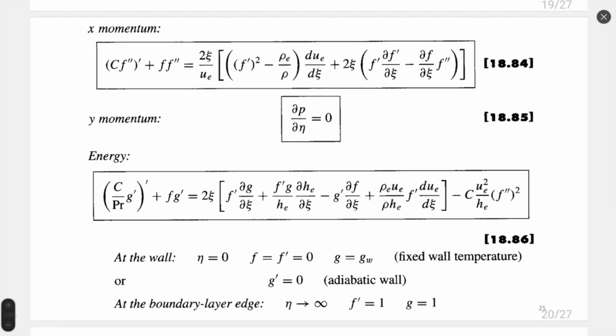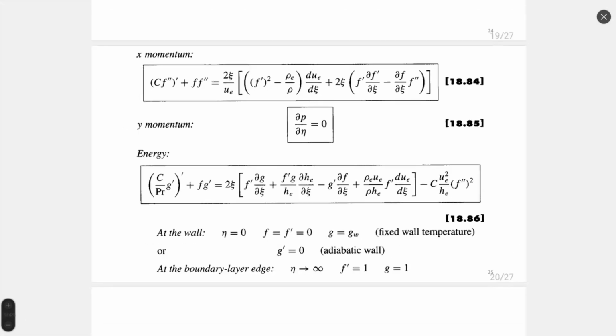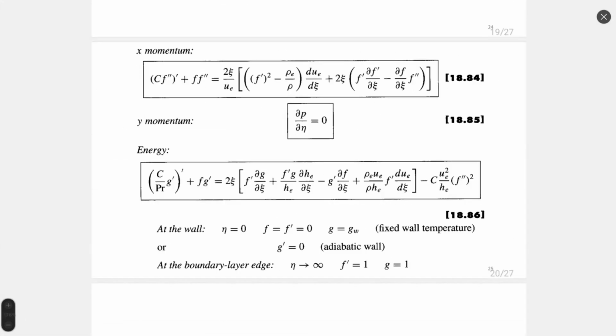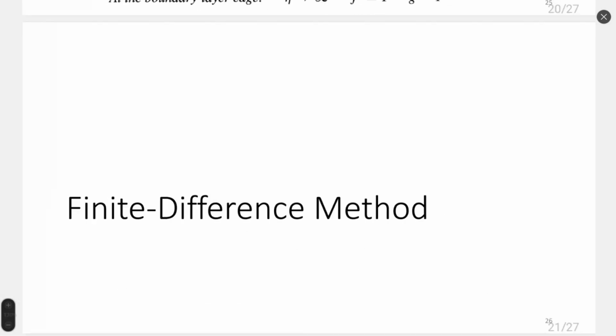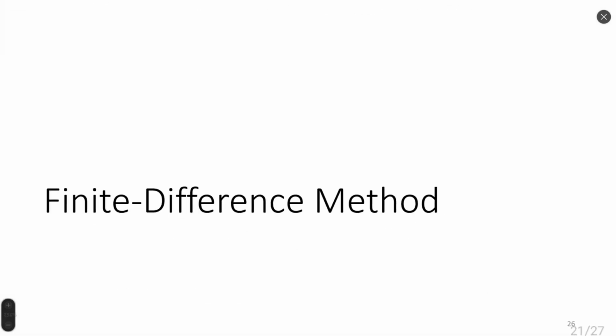To solve, need to set up similar boundary conditions as we saw before, zero velocity on the wall and known temperature, or adiabatic wall conditions on the wall. And at the edge of boundary layer, we set that velocity would be equal to external velocity. Such equation system can be solved by applying finite difference method, since it has partial derivative. It cannot be just integration by Runge-Kutta method.